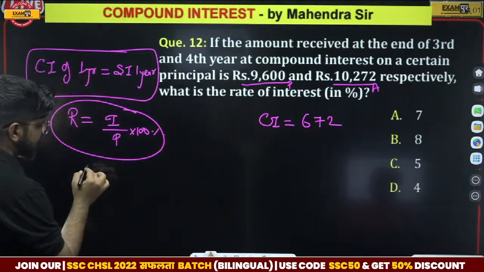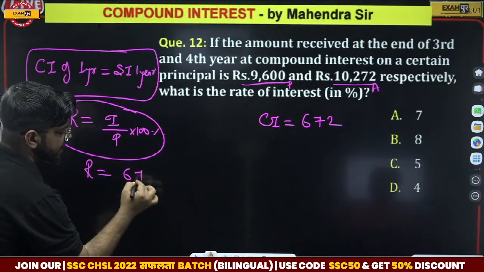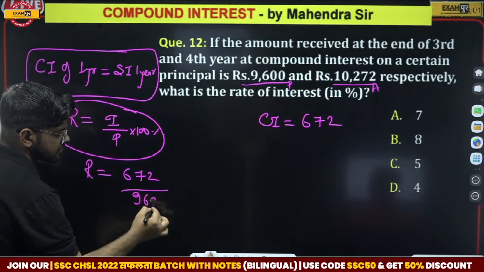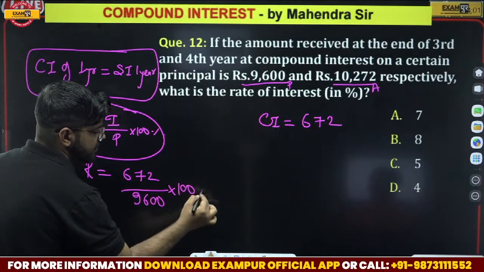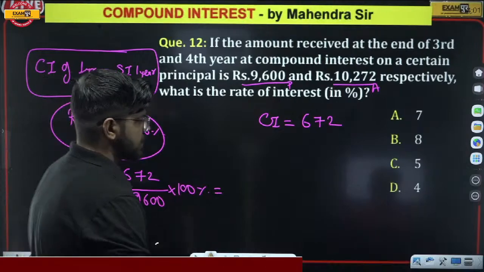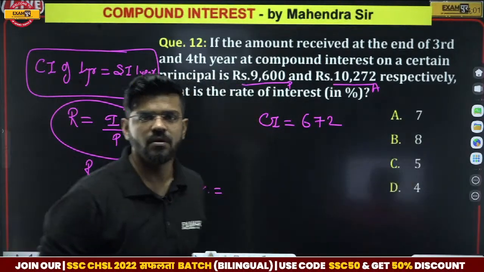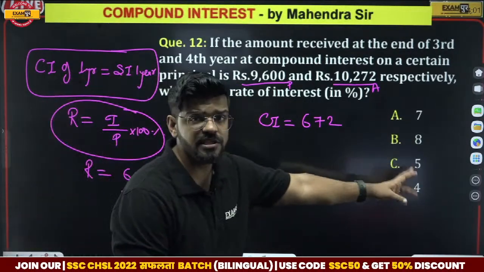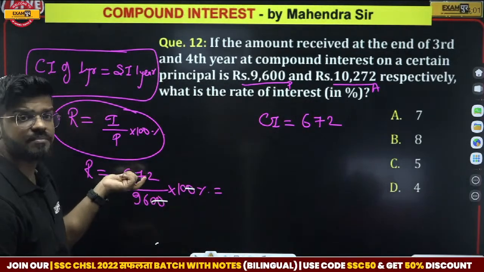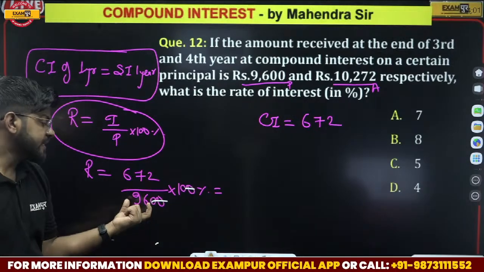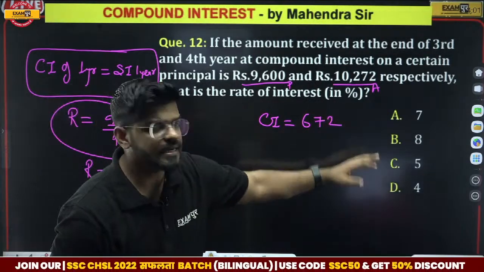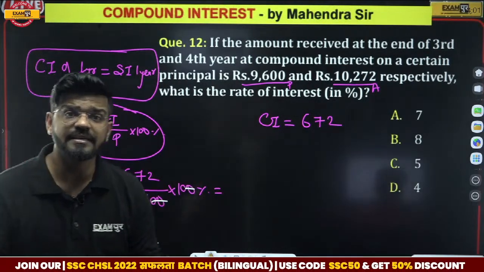So to calculate R, 672 upon 9600 multiplied by 100%. Now you know that the answer is nothing but a whole number, an integer. That means these two zeros are cancelled out and it is going to divide completely. If I do it 10 times, then it is less than 10 times of it. Now I have to take the direct answer.